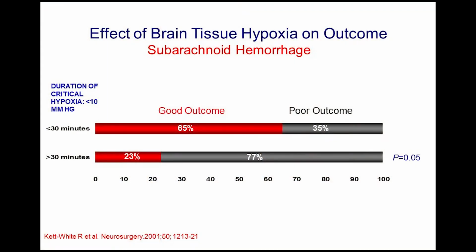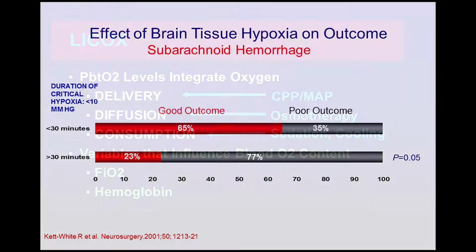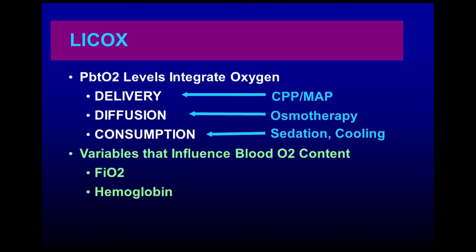So LICOX, I'm sure you all know, measures brain tissue oxygen tension. It's obviously a focal monitor. And what we know about LICOX is that in all the studies that have looked at it, various forms of hemorrhage and trauma, the more brain tissue hypoxia that occurs during the course of illness, the worse patients do.